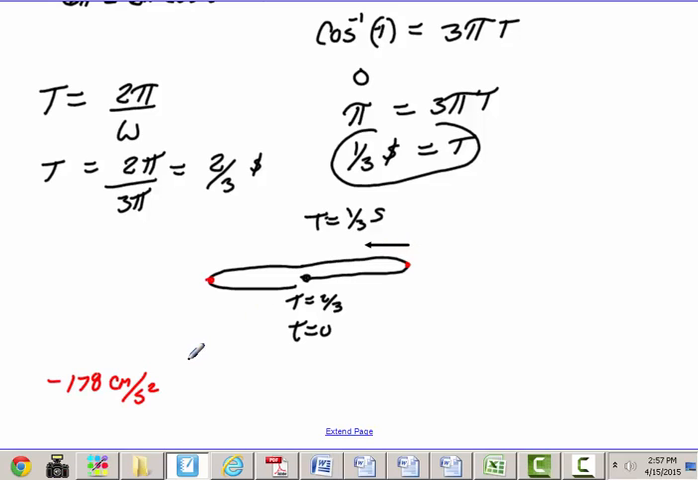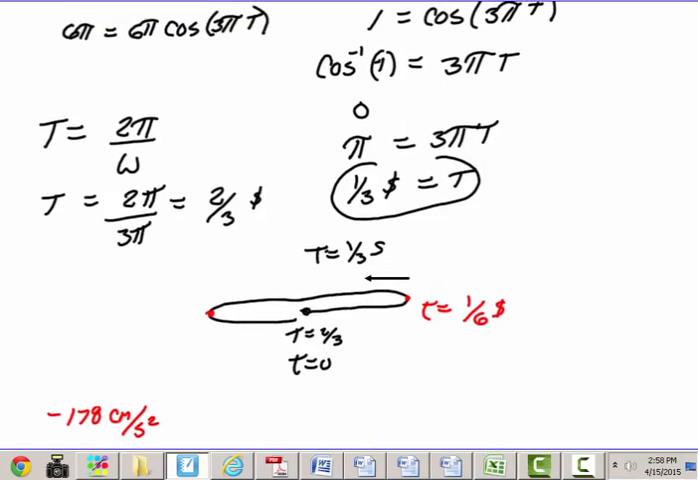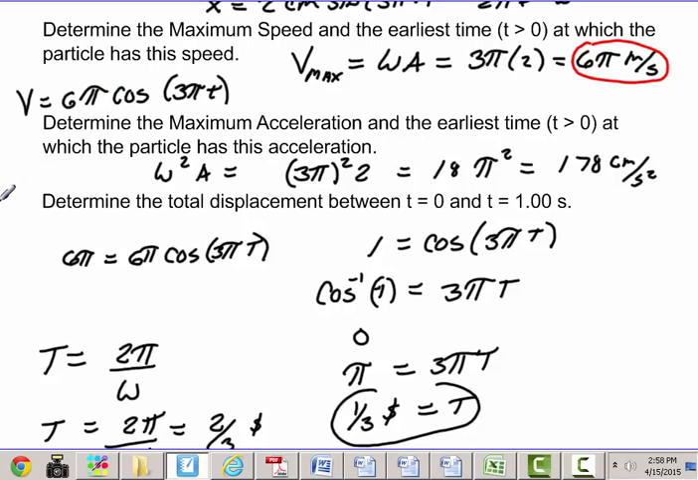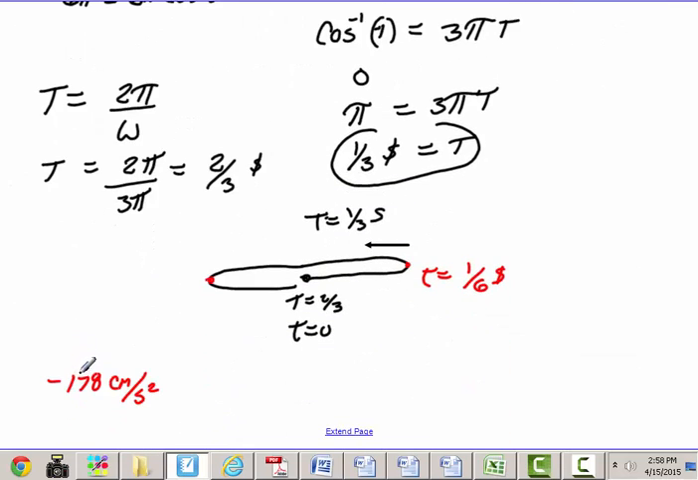Now, there's two ways to do this. You can think about it in terms of your period if you want to. If you know it takes 1/3 of a second to go back to that point at this end here, then t is equal to 1/6 of a second. Because from here to here, you travel 1/6 of a second. You come back to here, which would be 1/6. That gives you the 1/3, and then you go back here another 1/6. Now, if you don't like that, all you have to do is take the derivative of your velocity equation here, set it equal to negative 178, and solve, and you should get 1/6 of a second.